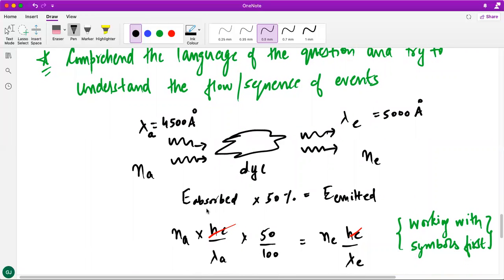Again, we substituted that energy absorbed is the number of photons absorbed into hc by lambda of the absorbed photons, and energy emitted is the number of photons emitted into hc by lambda of the photons emitted. Again, working with symbols gave me an advantage that I could easily cancel out certain things without getting into the numerical problems of it. That is where working with symbols first comes in handy.